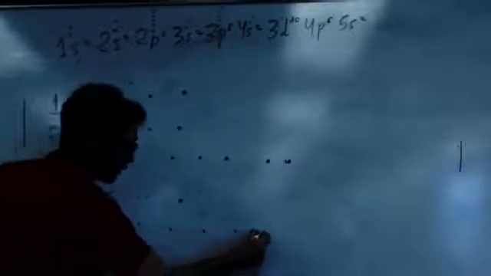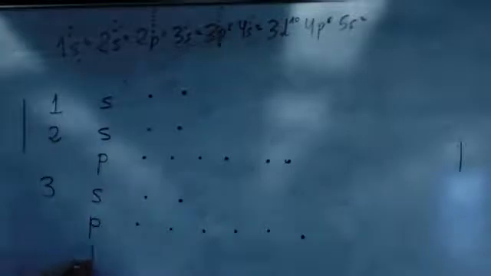You have level 1. Level 1 has just one orbital, the orbital S, which can hold 2 electrons, 1 and 2. Level 2 has two orbitals: S that can hold 2 electrons and P that can hold 1, 2, 3, 4, 5, 6. Level 3 has orbital S with 2 electrons and orbital P with 6, and also orbital D with 10.